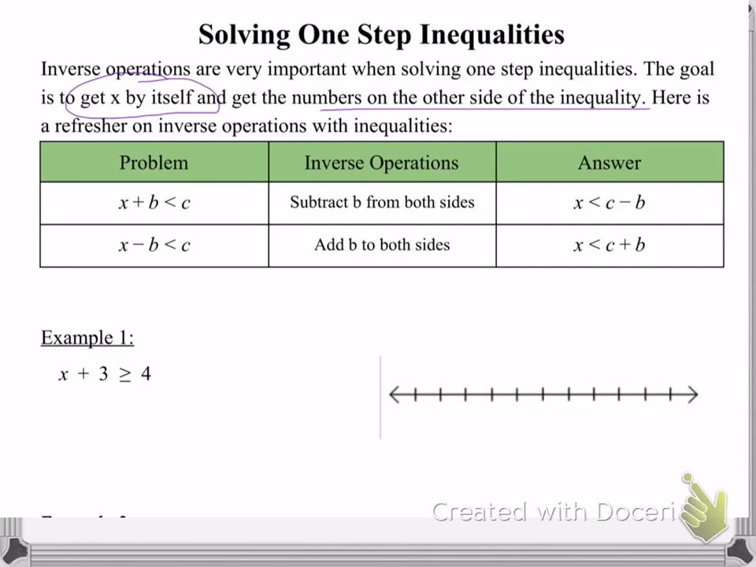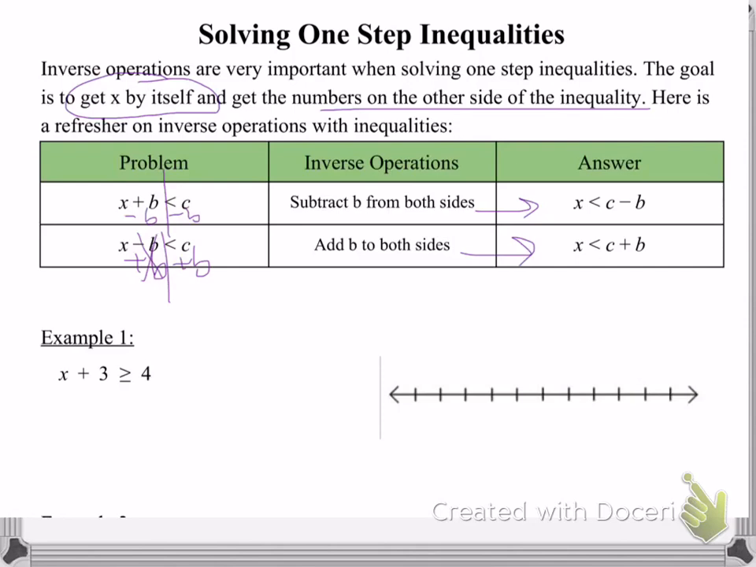Alright, so here's a little refresher on inverse operations. So we know if we have x plus b, to solve for x, we have to subtract b from each side to get your answer. And then you know if it's x minus b, you'll have to add b to both sides to get your answer. A lot of people will draw that line in between to see that these will cancel out, and you can definitely do that for inequalities as well. So let's go ahead and get started with example number 1.